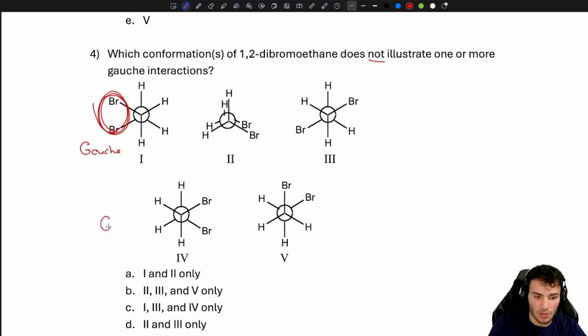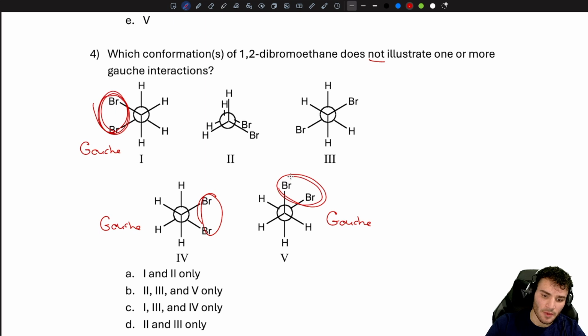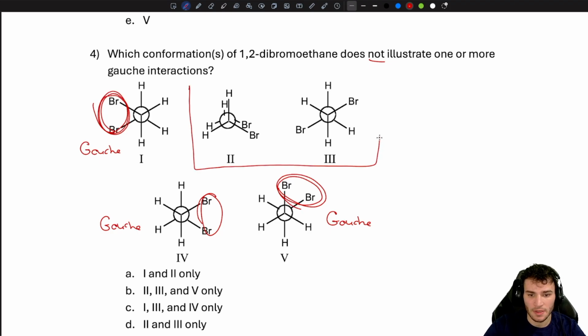Option 4 is also gauche. Look at these two groups next to each other. And option 5 is also gauche, because we have these two conformations, or two largest groups, next to each other. And so the only two conformations that don't illustrate gauche conformations are going to be 2 and 3. And so our answer is D.